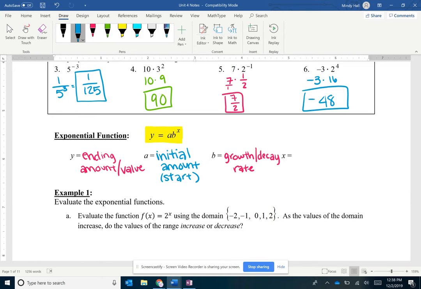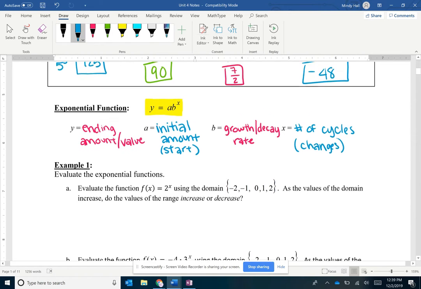And then x is your number of cycles or changes, whatever it is that you're plugging in, because this is the number that changes. So if you're talking about a bank account, it may be number of months. If you're talking about a retirement account, it may be in years. It just kind of depends on the situation. But x is going to be the number that is changing, that you're seeing what the result is.